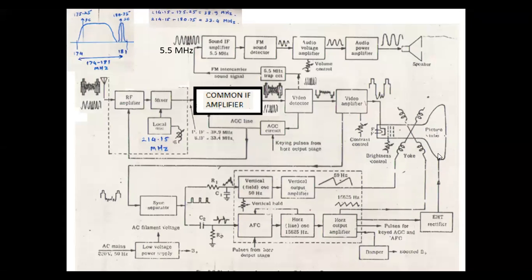One more section is connected to this picture tube. That is nothing but the EHT rectifier. This question is normally asked in your oral examination. So what is the function of this EHT rectifier? EHT stands for extra high tension, and the lower part is a rectifier. What is this extra high tension? Extra high tension is nothing but the supply which is given to the final accelerating anode of the picture tube.